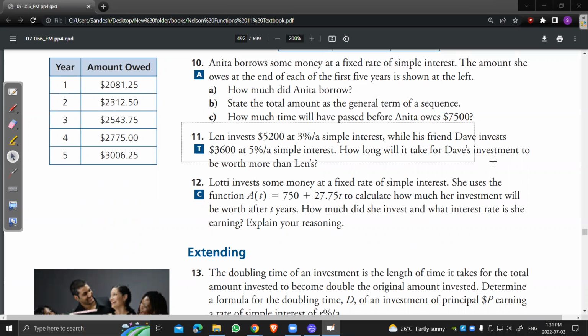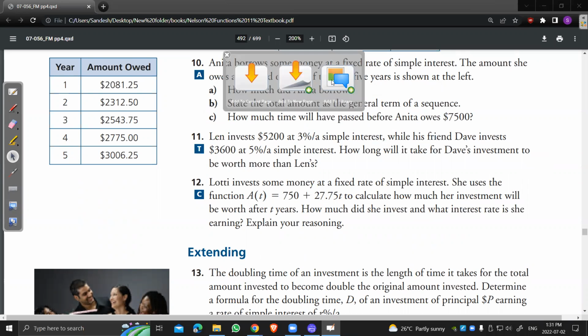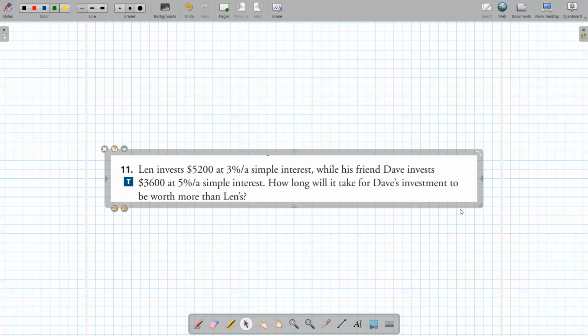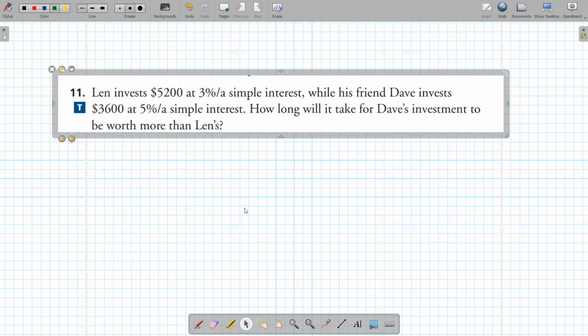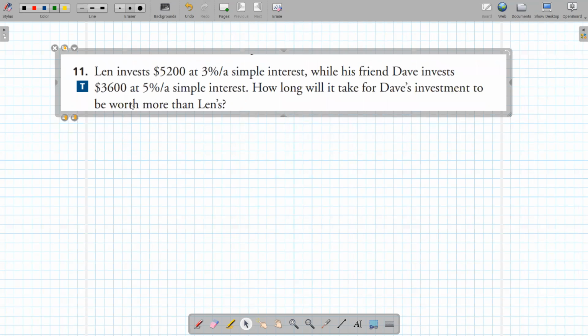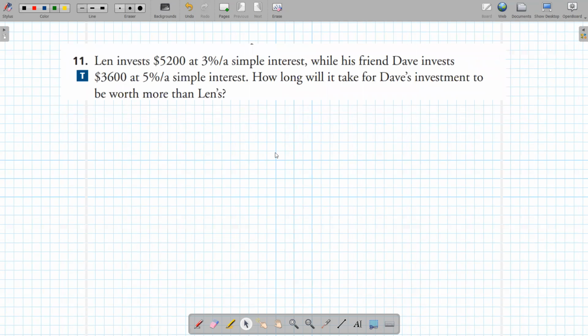Now this one's gonna be a little bit trickier. Len invests $5,200 at 3% interest, while his friend invests $3,600 at 5% interest. How long will it take for Dave's investment to be worth more than Len's? So what are we looking for here?